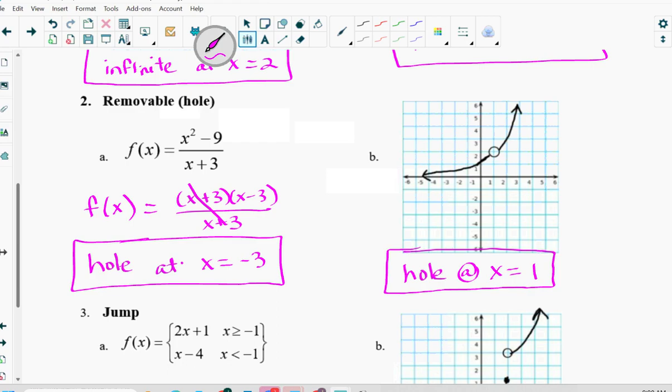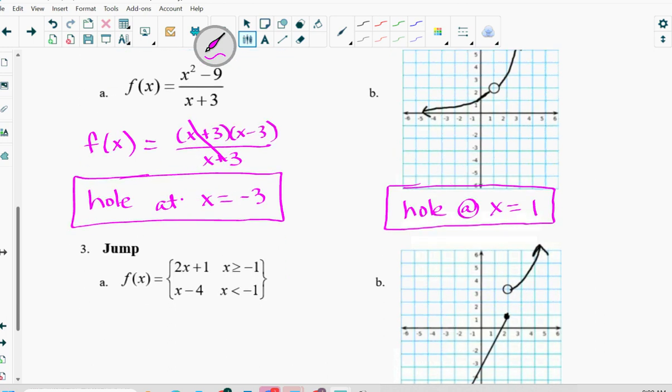Does that make sense on holes? And again, you can call it removable, you can call it hole. I'm taking either one of these, okay? Just be aware of the terminology in case a question says, like, where is the removable discontinuity? You know what that means, okay? If you have to write it, I don't care which one you write.